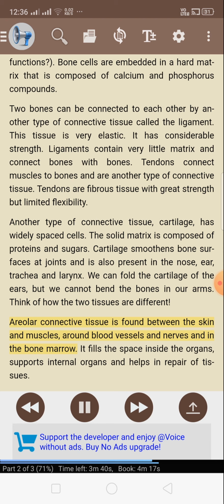Areolar connective tissue is found between the skin and muscles, around blood vessels and nerves, and in the bone marrow. It fills the space inside the organs, supports internal organs, and helps in repair of tissues. Where are fats stored in our body? Fat storing adipose tissue is found below the skin and between internal organs. The cells of this tissue are filled with fat globules. Storage of fats also lets it act as an insulator.